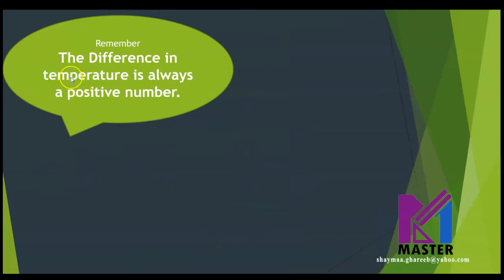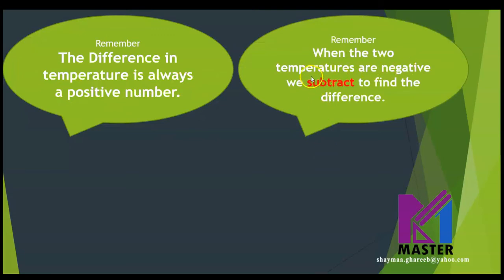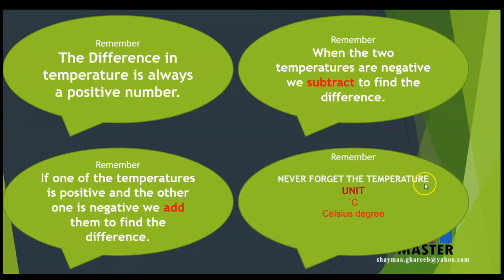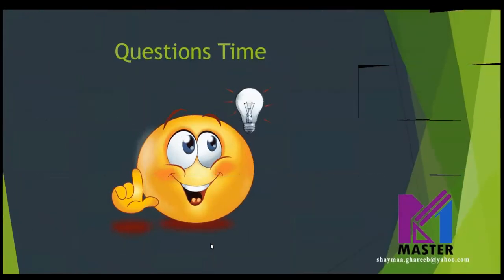Let's remember together: the difference in temperature is always a positive number. When the two temperatures are negative, we subtract to find the difference. If one of the temperatures is positive and the other one is negative, we add them to find the difference. And never forget the temperature unit, which is Celsius degree. Now, are you ready to solve some questions?